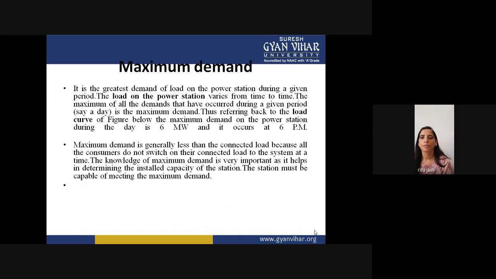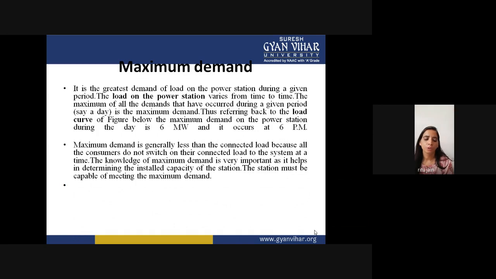So, referring back to the load curve of the figure, which was given in your last lecture, I explained the maximum demand between 6 p.m. or 7 p.m. and 9 p.m. That was 6 megawatt. So maximum demand is the demand which is maximum over all the period. That is your maximum demand. So maximum demand is generally less than the connected load.